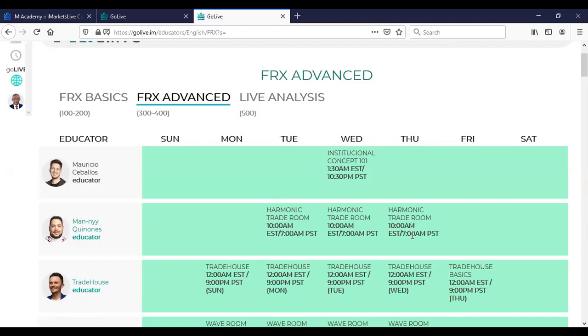Right now, I understand they have some other arrangements, specifically for Mani. He comes at 2 p.m. on Tuesday, 2 p.m. on Wednesday, and 5 p.m. on Thursday. So if you want to master the harmonics with Mani, for now, he comes at 2 on Tuesday and Wednesday, and then at 5 on Thursday. He comes with another trader.